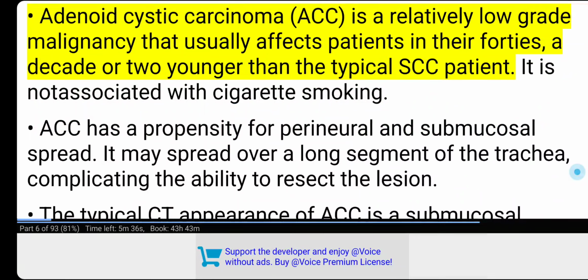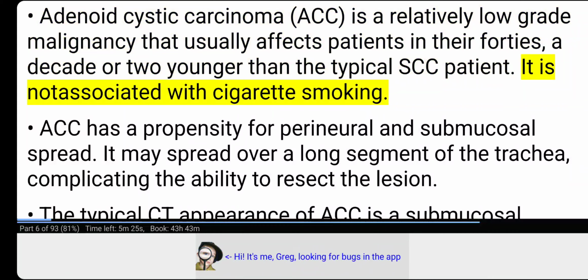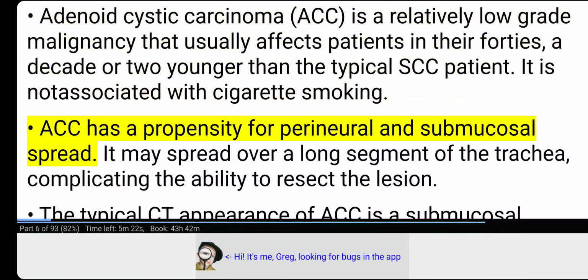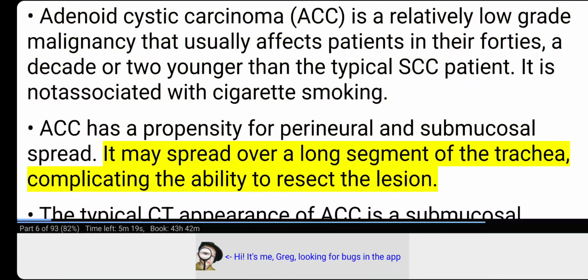Adenoid cystic carcinoma, ACC, is a relatively low-grade malignancy that usually affects patients in their 40s, a decade or two younger than the typical SCC patient. It is not associated with cigarette smoking. ACC has a propensity for perineural and submucosal spread. It may spread over a long segment of the trachea, complicating the ability to resect the lesion.